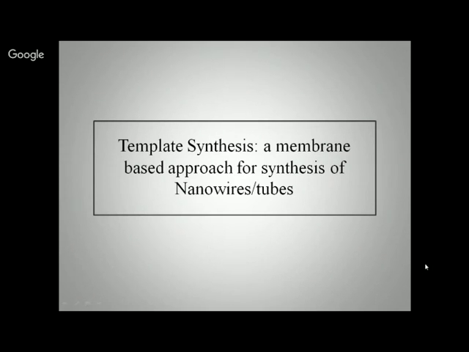So now I am going to some of the research work that was carried out by me in my lab or during my PhD. The first one is template synthesis, a membrane-based approach for synthesis of nanowires. Using this technique, we have grown nanowires. For the growth of nanowires, we took some membranes. Membranes means some polymeric material which has pores.